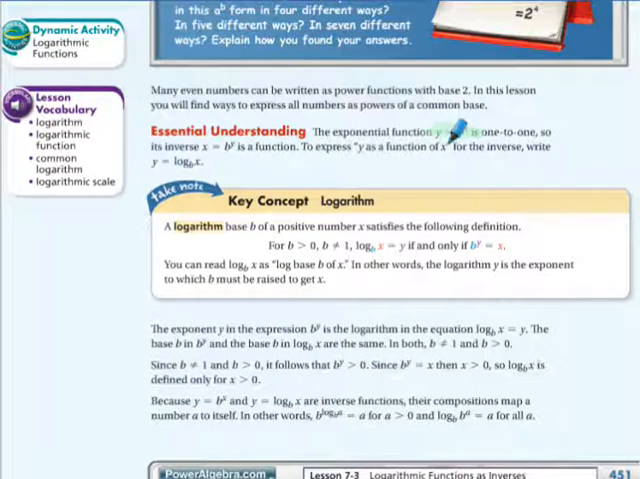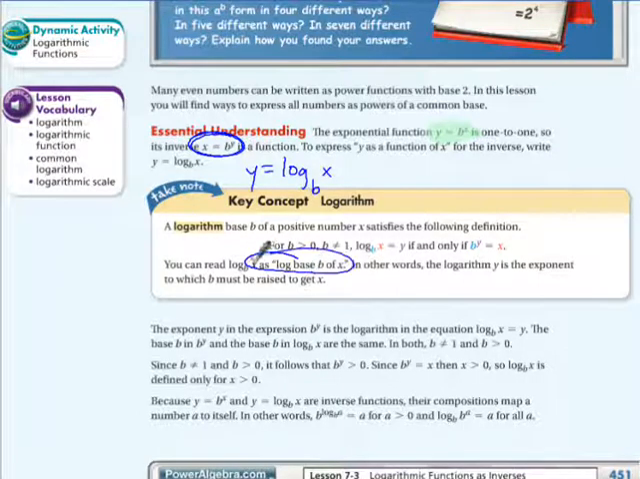So if we have the exponential function y equals b to the x, it is one-to-one. That means for every x there's exactly one y. So its inverse is x equals b to the y. That's a function also. Instead of writing x equals b to the y, we can write this as y equals log base b of x, which is what's written down here. It's just a different way to write it, using logarithms as inverses.